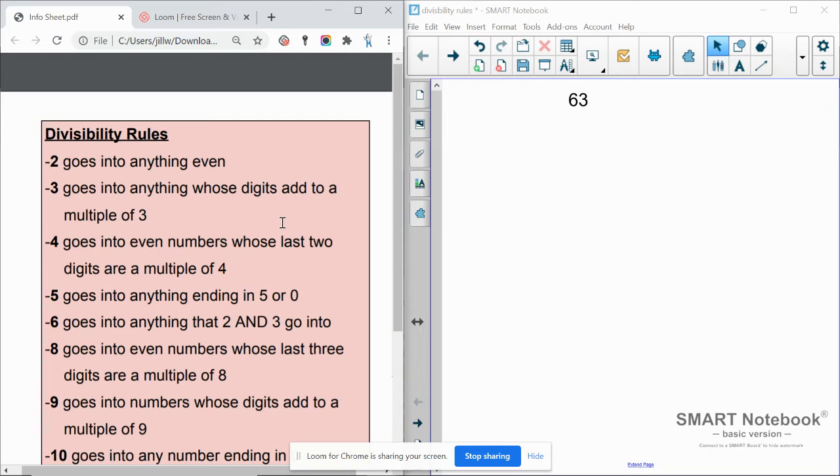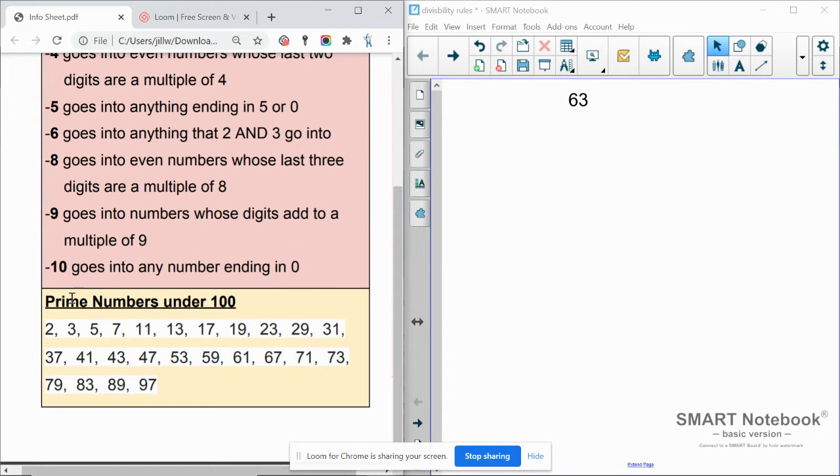Lesson about prime factorization, lesson 9-2 from last week, because there was a little bit of confusion from some people. So we just want to work on this and make sure we have it down. The first thing I want to show you is that I did make an info sheet for you that contains the divisibility rules and prime numbers under 100.